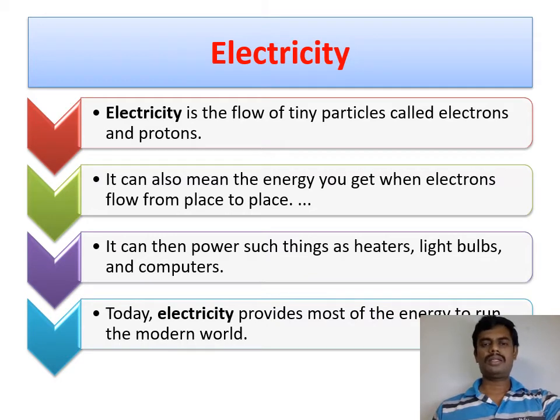Coming to electricity, it is nothing but the flow of tiny particles called electrons. It can also mean that when electrons flow from one place to another, they can power up certain electrical equipment like bulbs, fans, lights, computers, etc. Today, electrical energy is the most useful and most reliable form of energy because it can be converted into various other forms of energy.